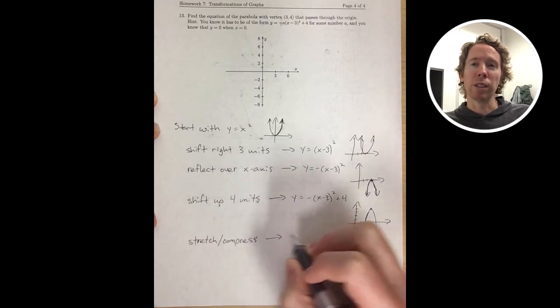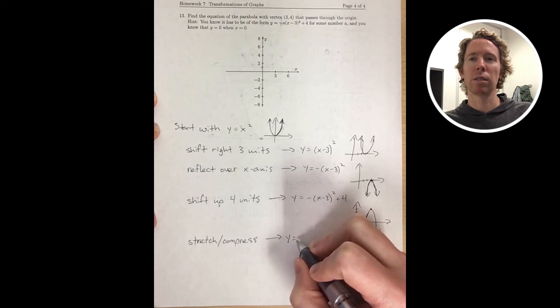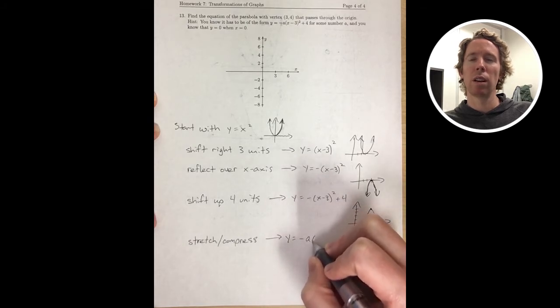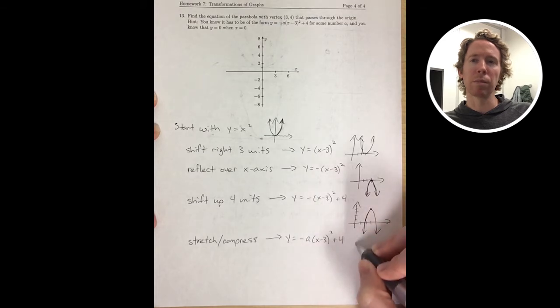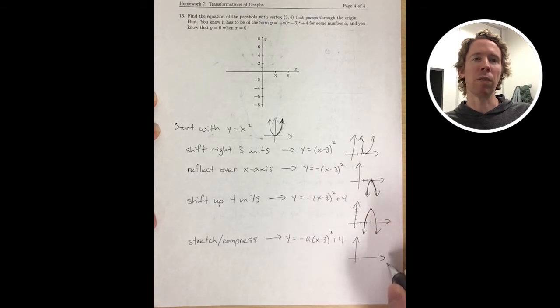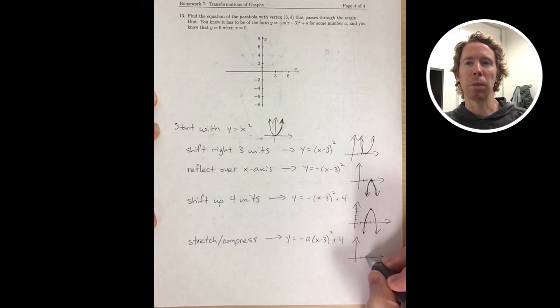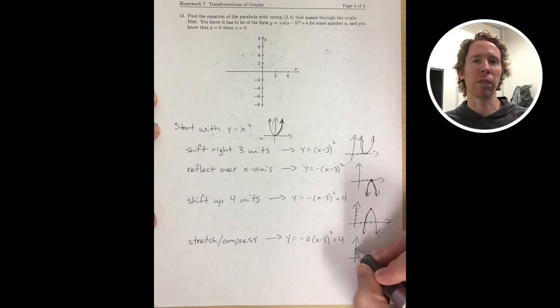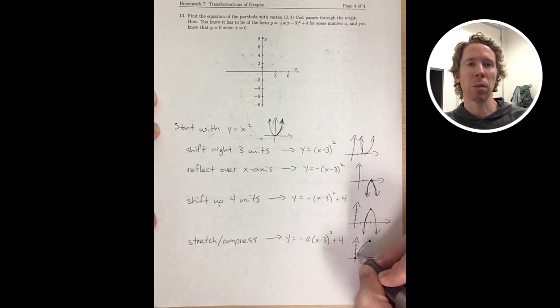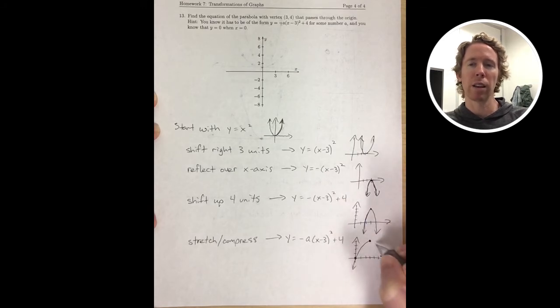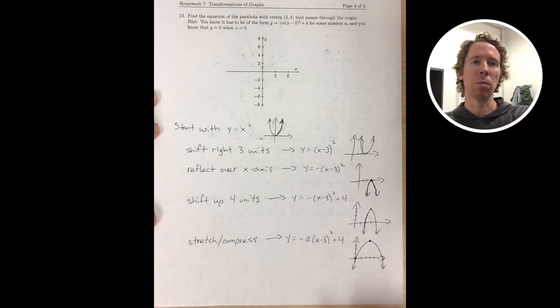So what I need to do is compress this vertically, and really I need to think of the compression as happening before I shift up, because the shift up shouldn't be affected by this compression. So I'm going to have to multiply by some number. I know it's going to be a number between 0 and 1. I'm just going to call it A. And the 4 at the end doesn't need to be multiplied by this number.